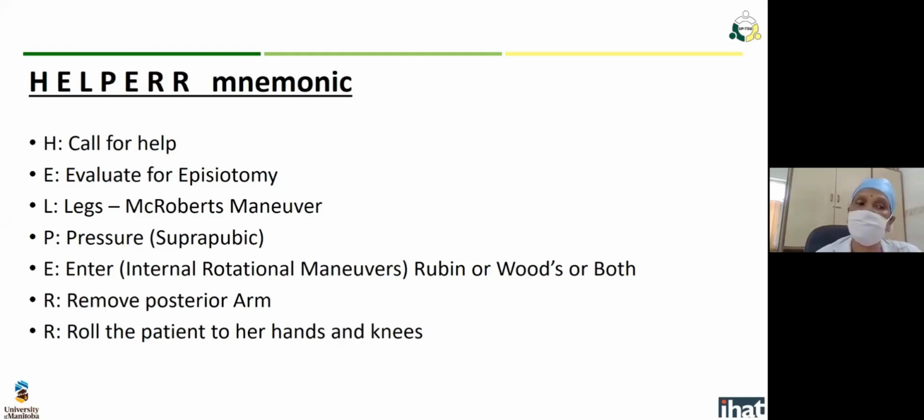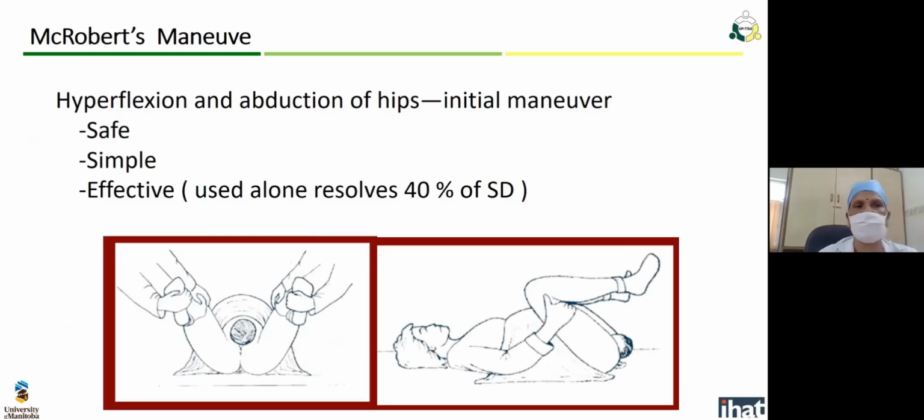इससे भी नहीं आ रहा है, then remove the posterior arm first. And the last is to roll the patient to her hands and knees. And this is the mnemonic, that is the helper. By that you can deliver the shoulder. So taking one by one.